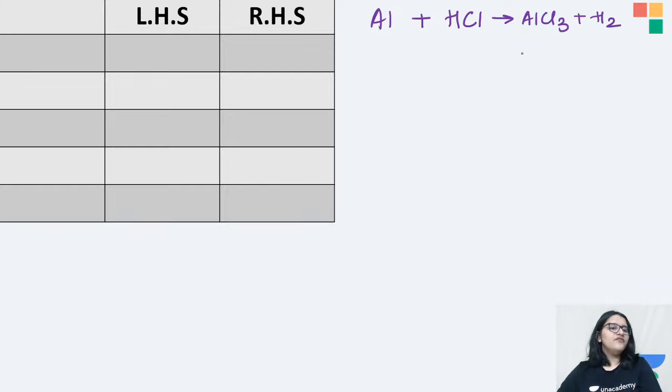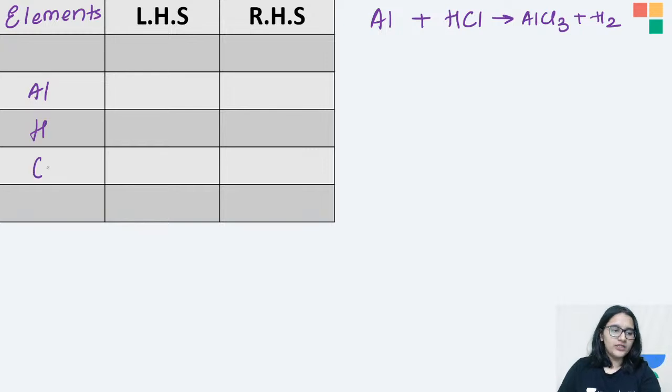Okay, so if you have not understood and if you're not getting the answer, let us solve it on our own. So how many elements do we have in this reaction? Hi Priya, Gopal, good evening. So we have aluminium in the reaction, we have hydrogen, and we also have chlorine. So these are the 3 elements that are present.